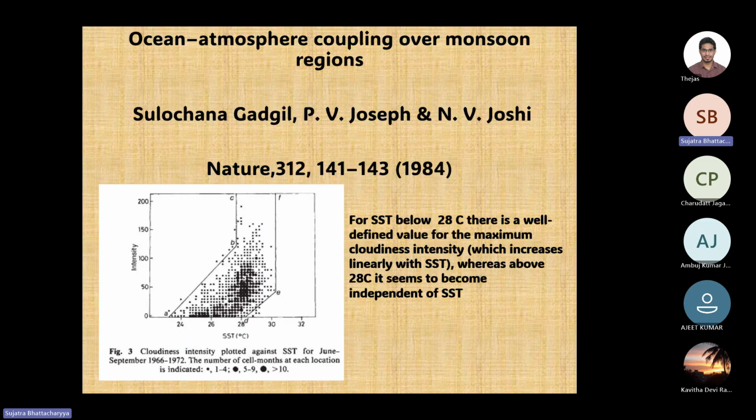Okay, now the next important work Sulochana did was again a very important work, the role of sea surface temperature. Okay, again she had very limited SST data over the Indian Ocean. Based on that, she argued that up to 28 degrees centigrade, as SST goes up, cloudiness goes up, but beyond it, it is independent of SST. Okay, that's a very important result about the threshold beyond which deep convection occurs, and the fact that once deep convection occurs, SST becomes irrelevant. Okay, so again, this is a remarkable piece of work with only limited data in only one ocean.